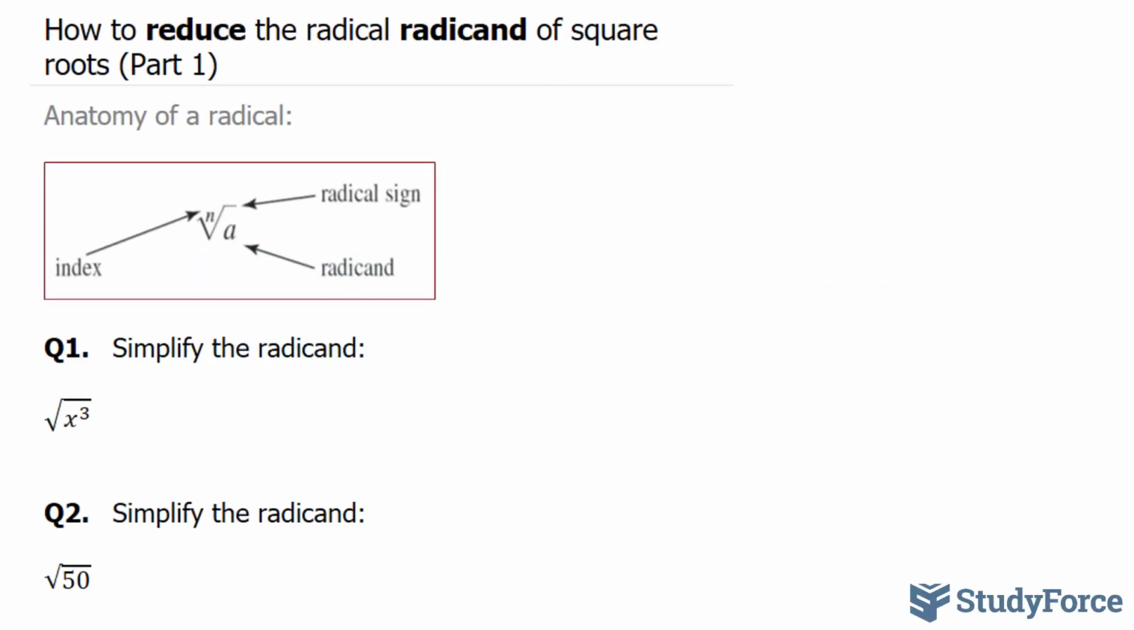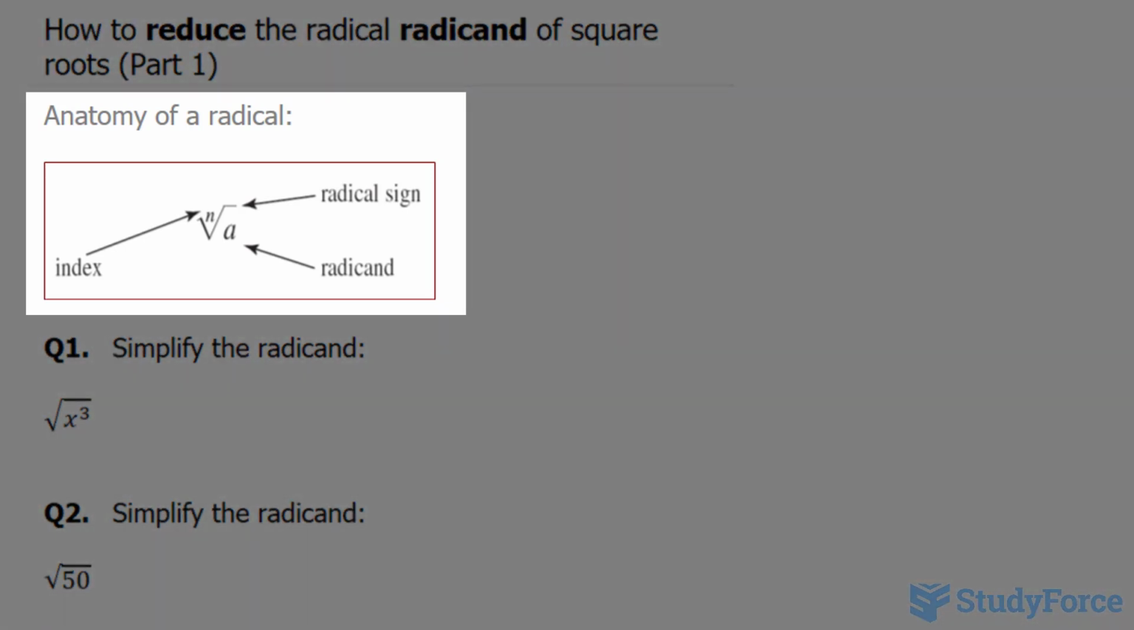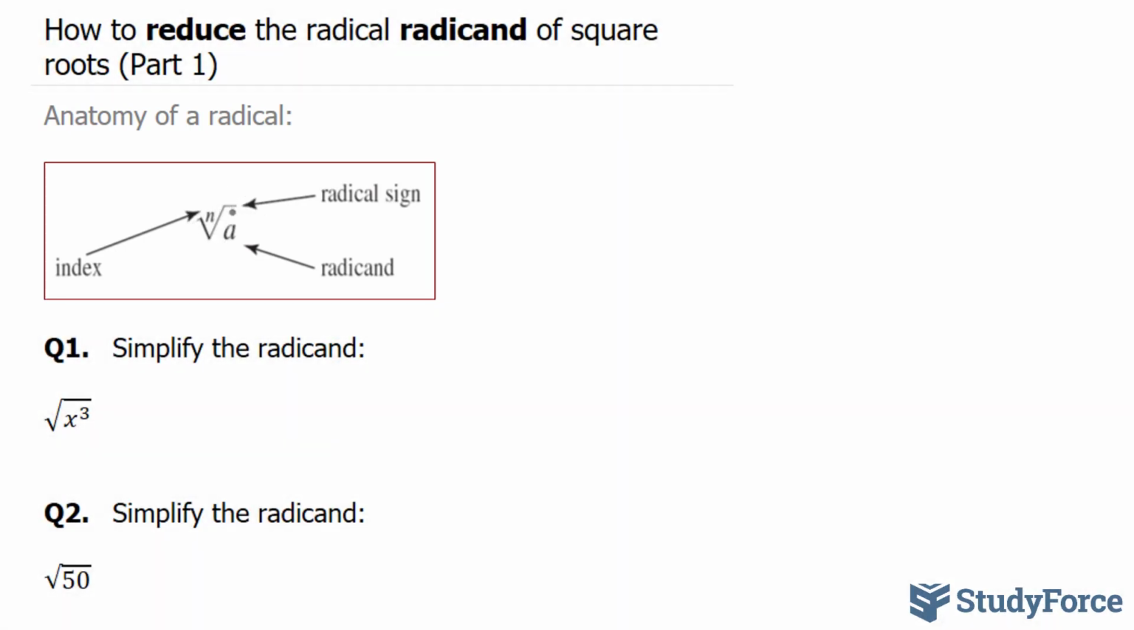In this video, I'll show you how to reduce the radicand of square roots. This is part 1. Just a quick anatomy lesson on a radical. This part right here is called the radicand, that's called the index, and this is the radical sign. In question 1, they ask us to simplify the radicand. They want us to somehow reduce x to the power of 3.